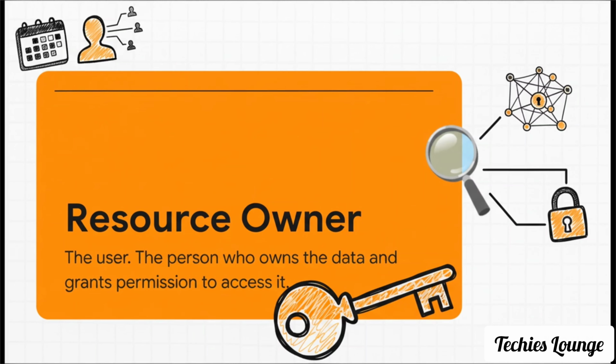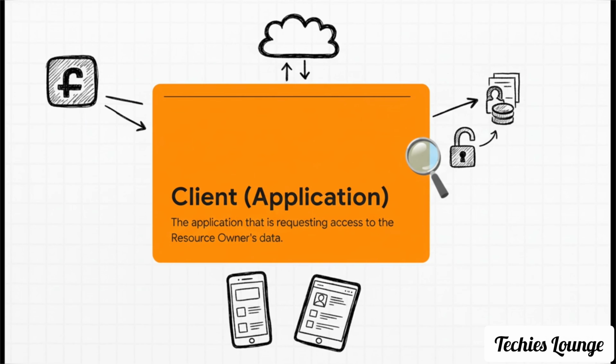So, to really get how this digital valet service works, we need to meet the key players in this whole process. And first up, the most important one, you. You are the resource owner. It's your data, it's your calendar, it's your contacts. You're the boss. Next on our list is the client. Now, don't let the technical term throw you off. This is just the application that wants to do something on your behalf. Like that new social media tool we were talking about.